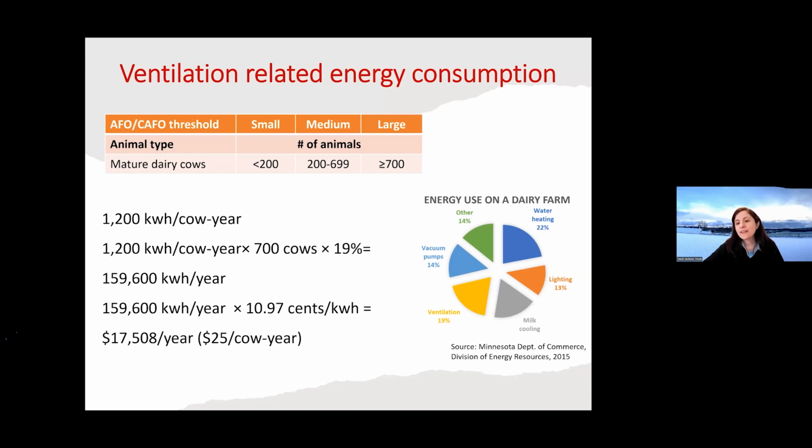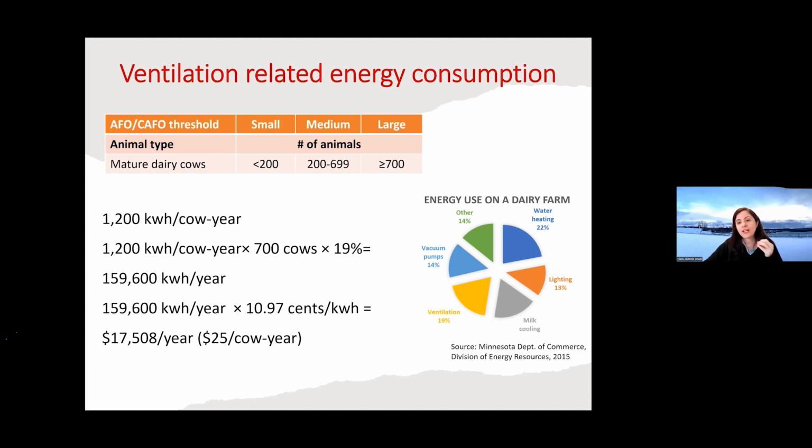There is a lot of data available, but I chose to use this data from Minnesota. This shows the energy use on a dairy farm. And according to this resource, ventilation accounts for about 19% of the energy use on a dairy farm. Okay, and this data also varies a lot. It can be any number between 800 to 1300 kilowatt hour per cow per year.